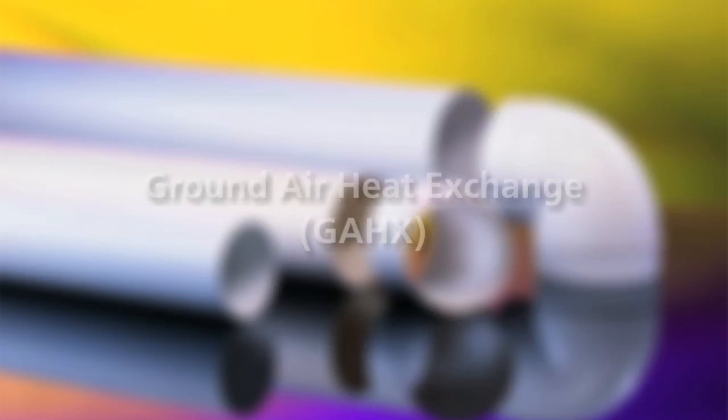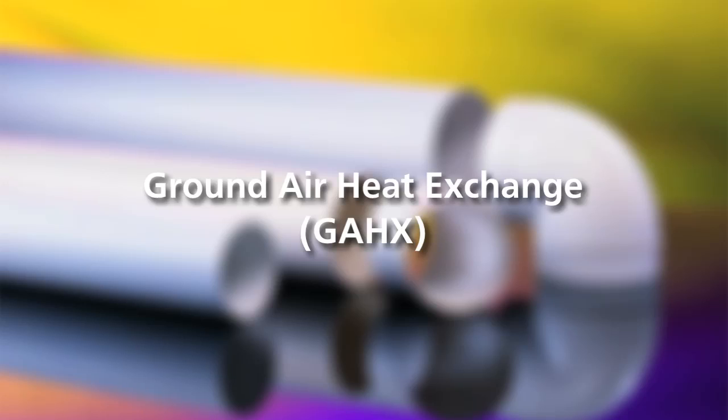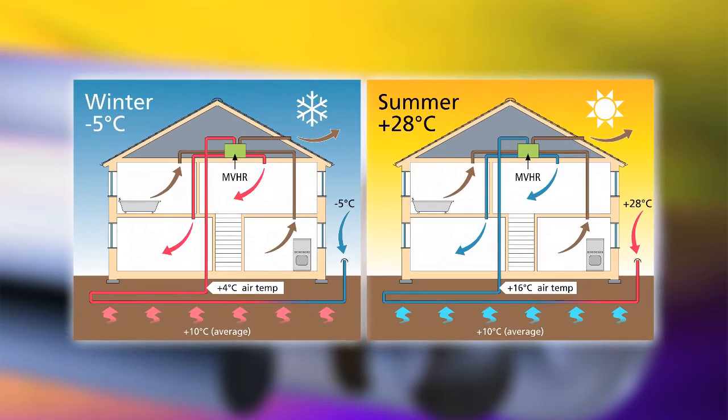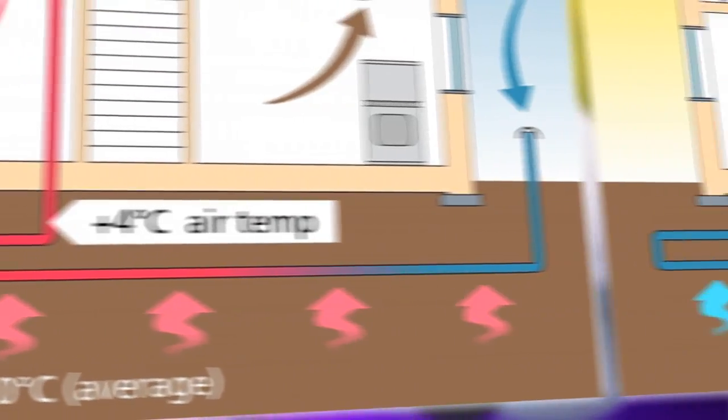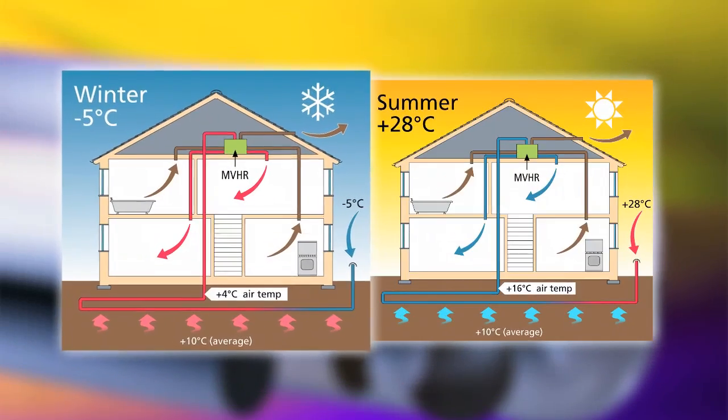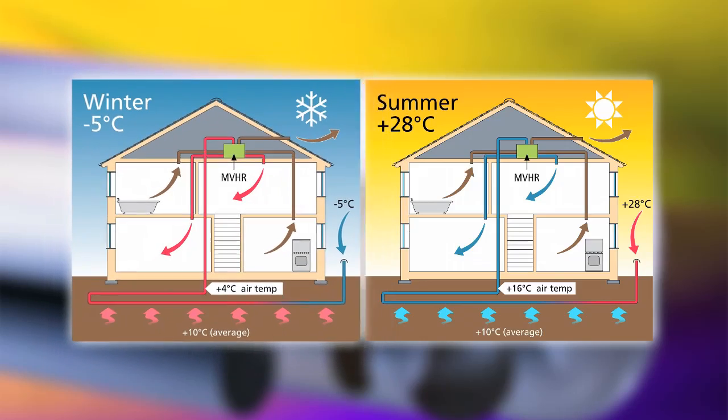Ground Air Heat Exchange (GAHX) systems use the constant ground temperature to stabilise the air being brought into the MVHR system. Typically, a 40-metre long run of pipe is installed approximately 1.5 metres below the surface, which either preheats the air in winter or pre-cools the air in summer.